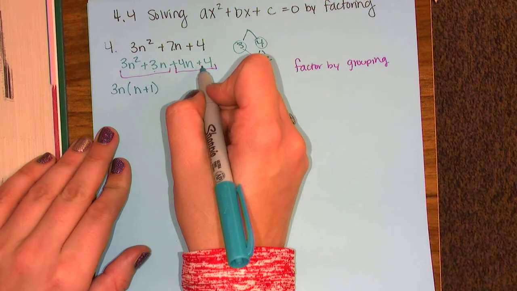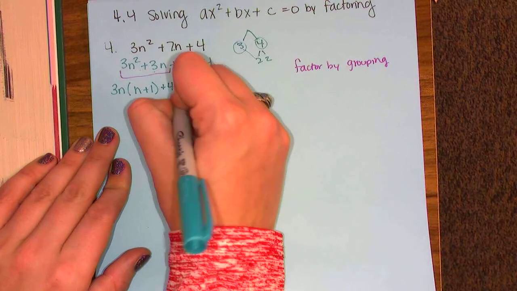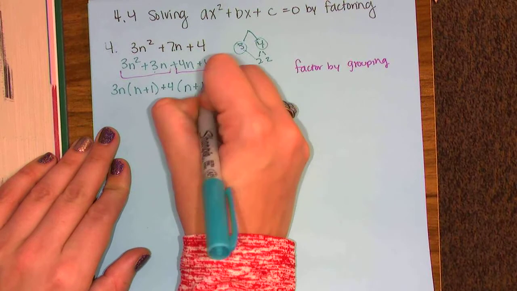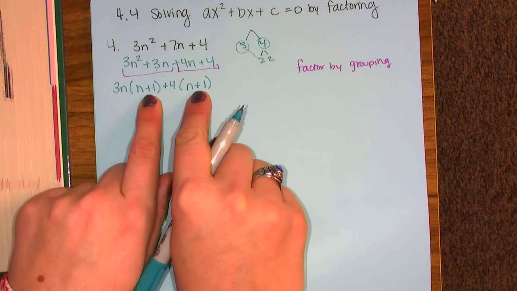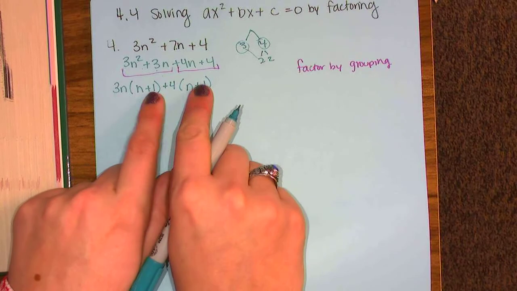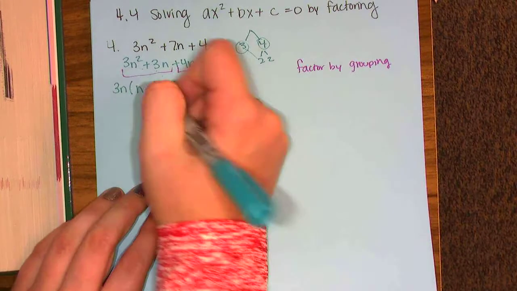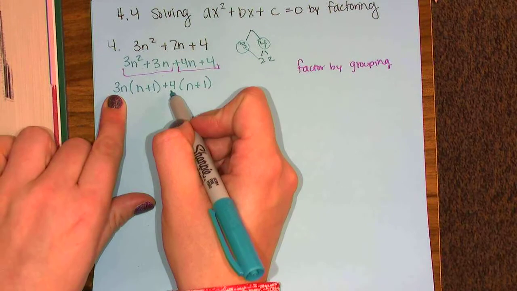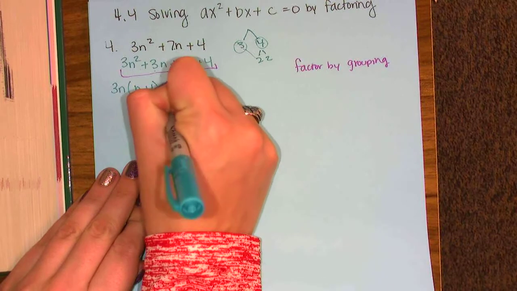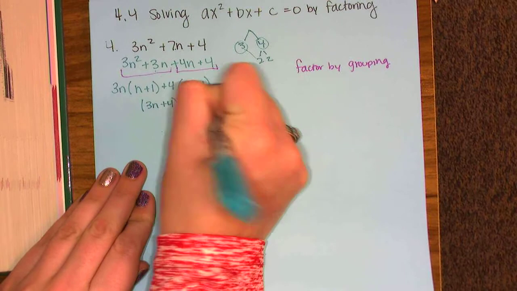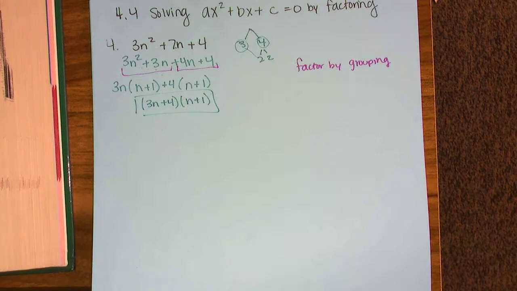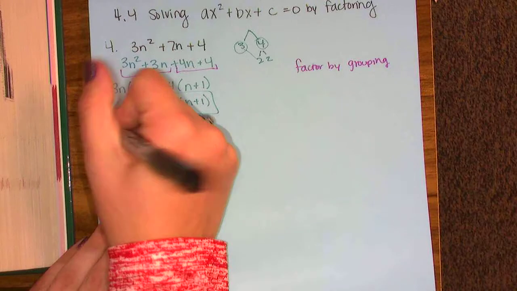Here I can pull out a 4, so n plus 1. If these do not match, something is wrong. These have to match, okay? So then I write down everything that's left outside. So 3n plus 4, n plus 1. Okay, and that's when I'm done. And if you need to use colors to group stuff, that is completely fine.